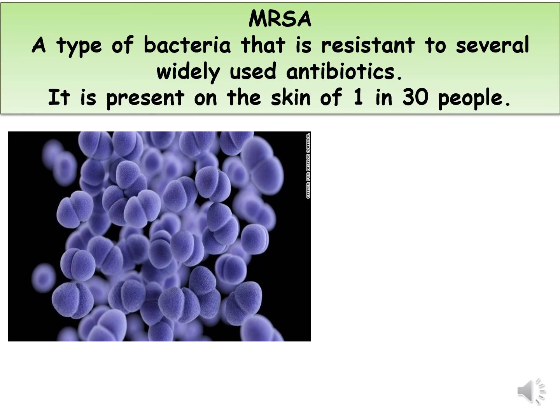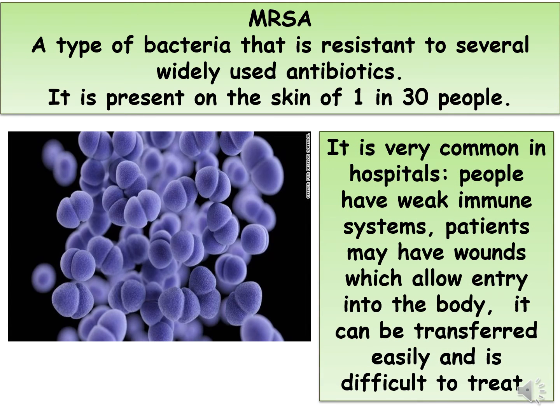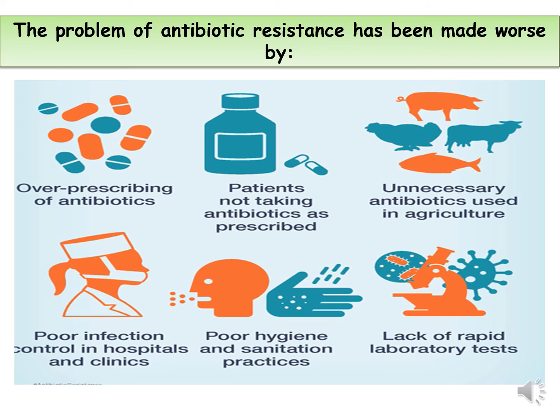MRSA is a type of bacteria that is resistant to several widely used antibiotics. It's present on the skin of about 1 in 30 people. Now, it's very common in hospitals. And now remember, in hospitals, people have very weak immune systems. You have patients that have wounds that allow entry into the body, and MRSA can easily be transferred and is difficult to treat. Now, why is it difficult to treat? The reason why it's difficult to treat is because it is resistant to antibiotics.